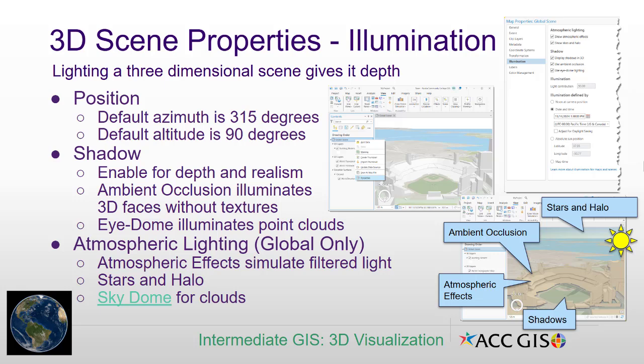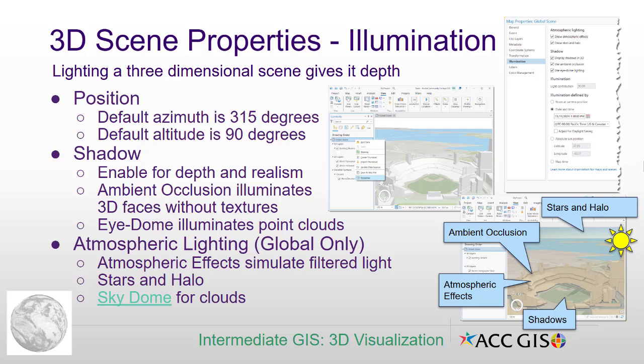When discussing 3D layer properties, we talked about lighting, which is a property that we can set within a layer to light or shade individual surfaces, features, or objects within a layer. But those layers have to be illuminated, and we do that in the 3D scene properties to provide a three-dimensional scene with depth. Illumination settings include position, shadow, and atmospheric lighting, and you can access all of those in the scene properties under the illumination group. Now, the position is the position of the illuminating source.